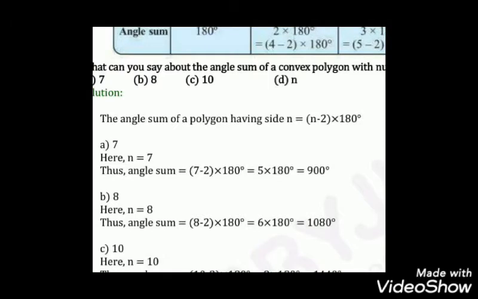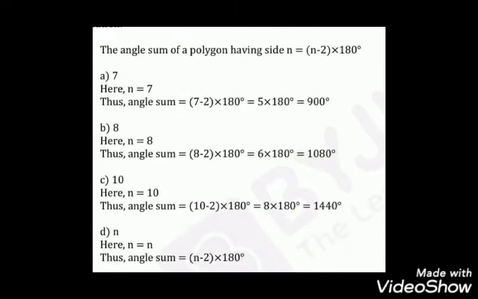In the same way, if it is n equal to 8, you can substitute n with 8. So 8 minus 2, 6, 6 into 180, 1080 degrees. If it is a polygon of sides 10, then substitute the n with 10. 10 minus 2, 8. 8 into 180, that is 1440 degree.